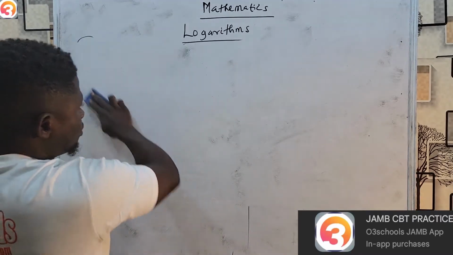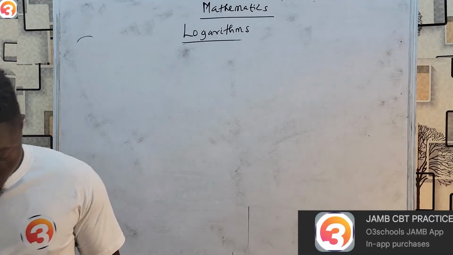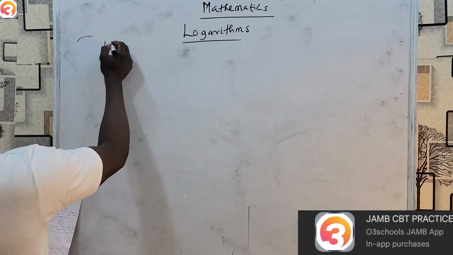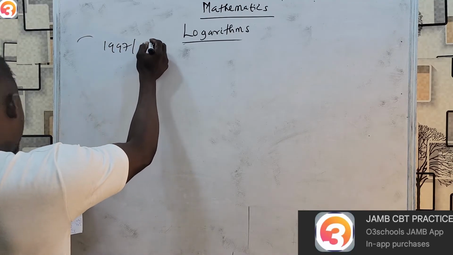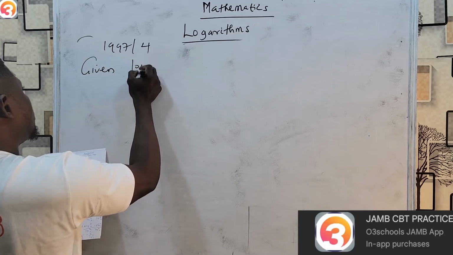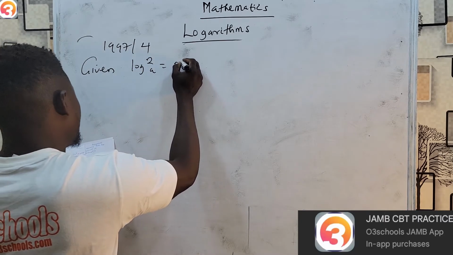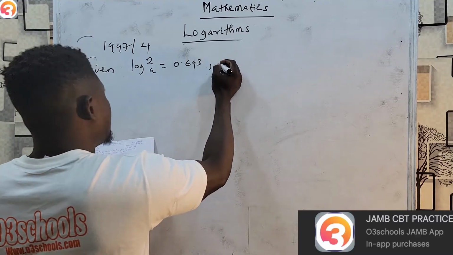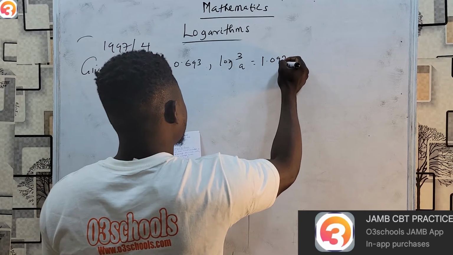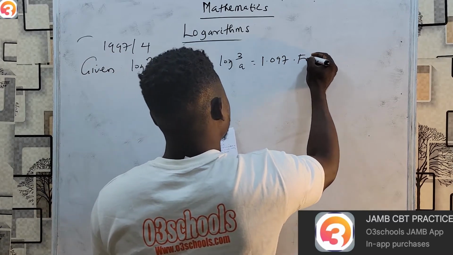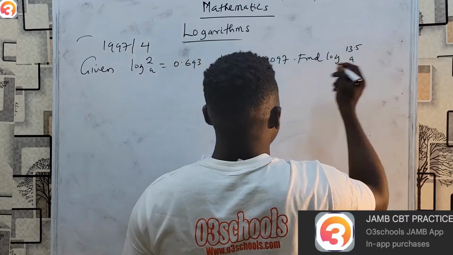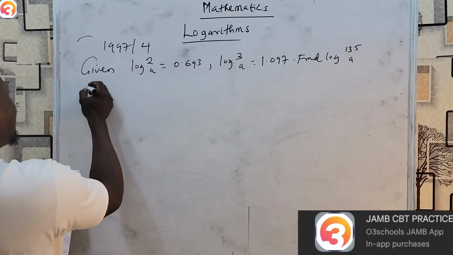All right, so we're seeing substitution. Let's take one more example under substitution of logarithm. This is a 1997 question, 1997 number 4. They say given log 2 base a is 0.693, log 3 base a is 1.097. They said find log 13.5 base a, right? So see the same method.